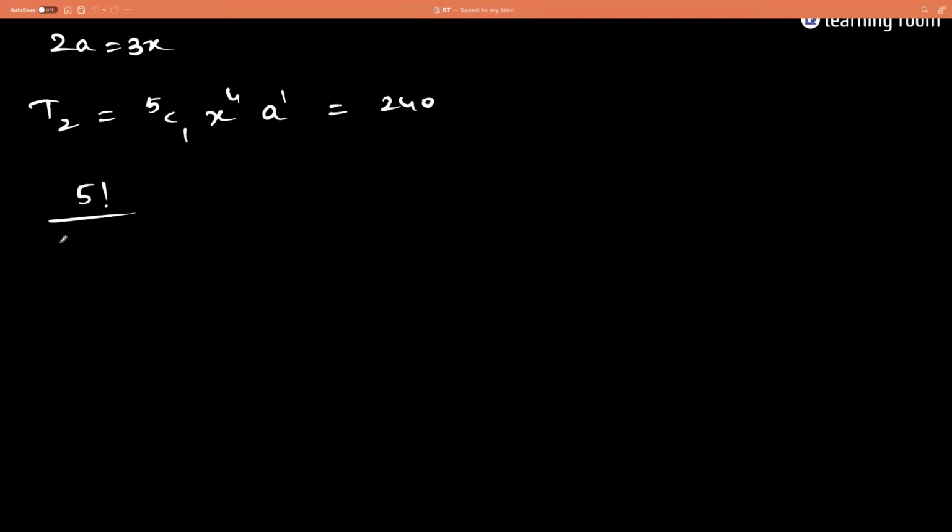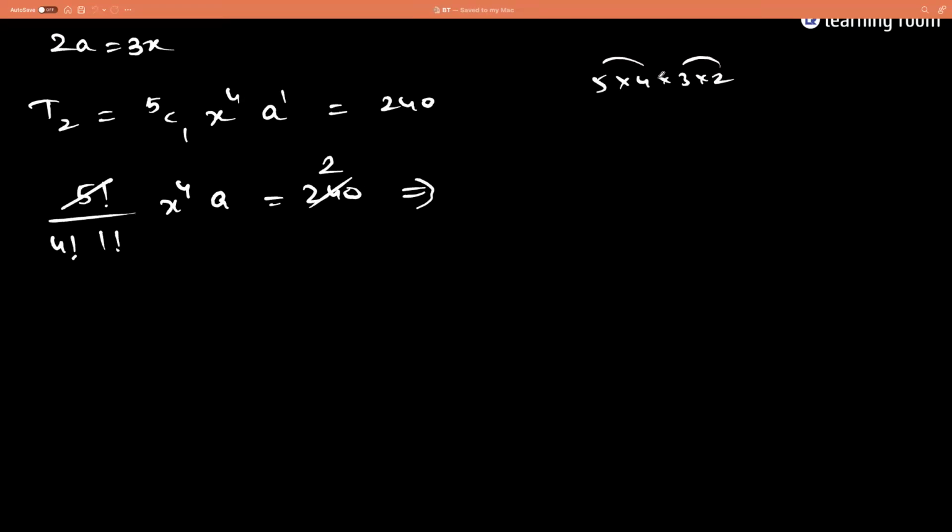So 5C1 is 5 factorial by 4 factorial into 1 factorial into x^4 into a is 240, which implies 5 factorial is 120 here. So this cancels this 2 times. Do you guys know that 5 factorial is 120? 5 into 4 into 3 into 2. So 6 into 20, 120. Okay. So which implies x^4 into a is equal to 2 into 4 factorial. How much is 4 factorial? 4 into 3, 12, 12 into 2, 24.